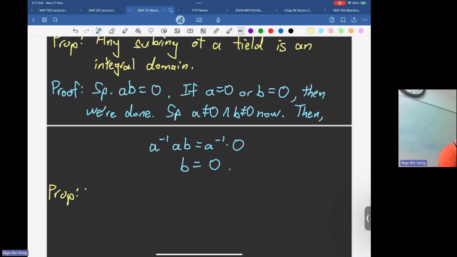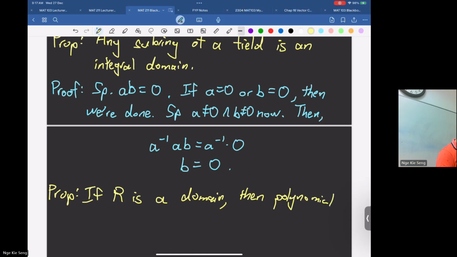Proposition. If R is a domain, then the polynomial ring R[x] is also a domain.